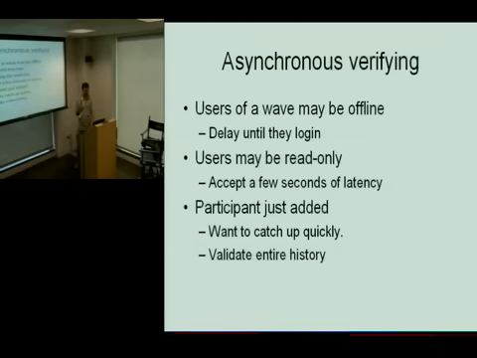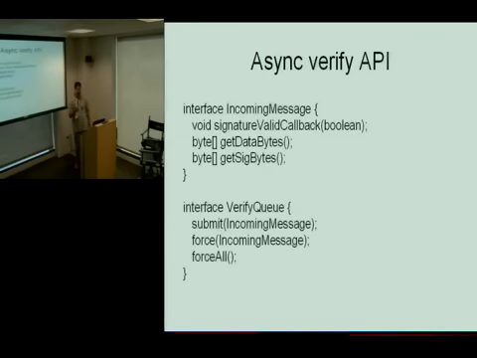In certain cases, we want a synchronous verifying API, something along these lines. We have an incoming message, a way to get the signature, get the data bytes, and a callback that gets called when it gets verified. Now, you can submit an incoming message saying, here's a message right here. And we also want to force an incoming message. This means basically I need to know if this message is valid right now. Or you can also force everything in the queue.